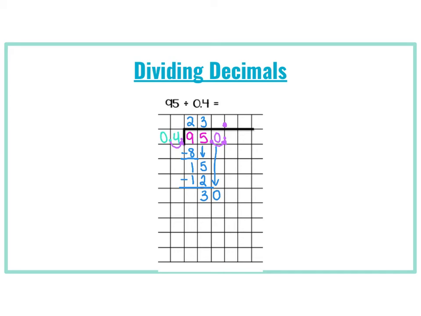4 can go into 30 7 times. 4 times 7 is 28. When we subtract our two numbers, we get 2 left over. I still have a remainder, so I need to add a 0 in my dividend and bring it down. 4 can go into 20 5 times exactly. So we're left with a remainder of 0, and our answer is 237 5/10.